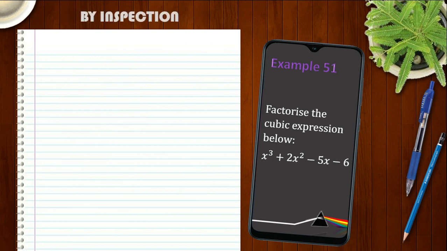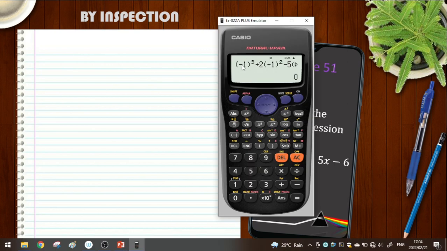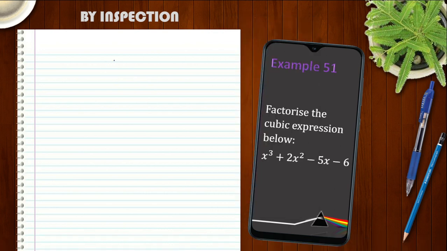Okay, now let's look at exactly the same sum, but now we're going to do it with inspection. First of all, I'm not going to go through the entire thing again, but we saw when we substituted in minus 1, we get 0. So when you start from scratch, you have to substitute in your values and see what will give you 0. So we saw that x plus 1 is a factor. You can just write that down.